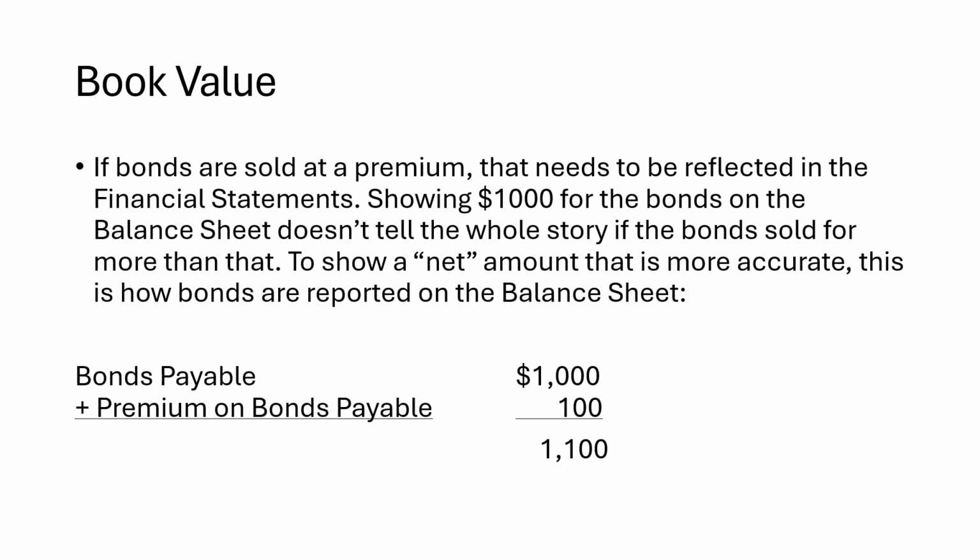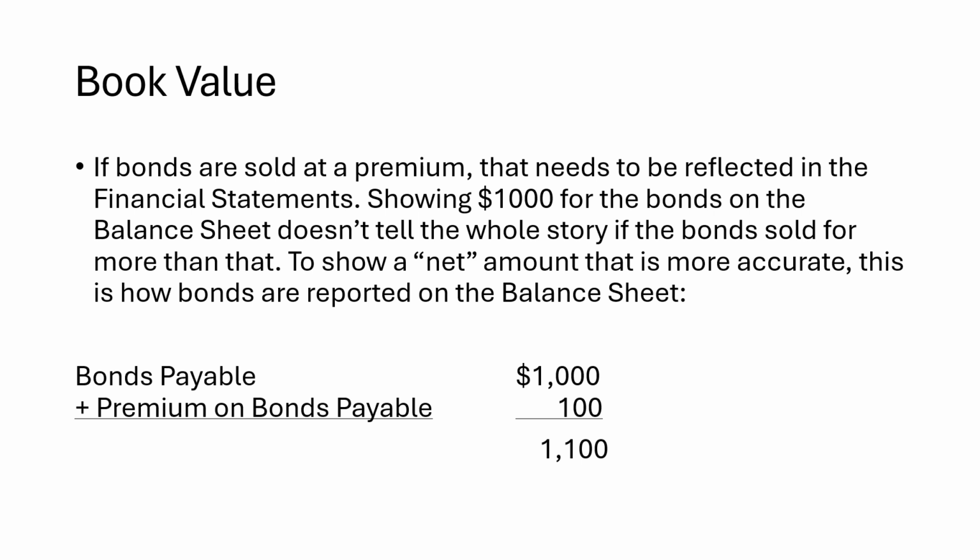Book value. Similar to when bonds are sold at a discount and we have to record a book value there to get a net amount of the bonds essentially. We have to do that when bonds are sold at a premium also. That is because bonds payable always is the face value of the bonds until they are mature and that money is paid back to the investors. Bonds payable will always be the face value of the bonds. But that doesn't tell the whole story if the bonds are sold for less than or more than the $1,000. So we have to adjust that to tell more of the whole story.